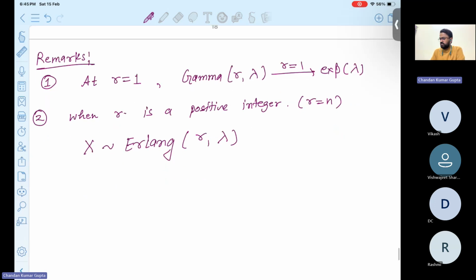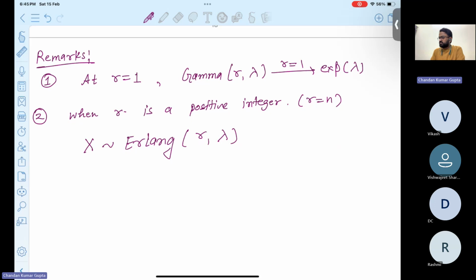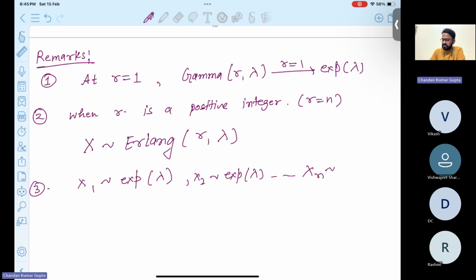Okay. So the third one is also there. Suppose X1 follows exponential with lambda, X2 follows exponential lambda, and in a similar manner, Xn follows the exponential lambda distribution also, where X1, X2, ..., Xn are independent random variables.